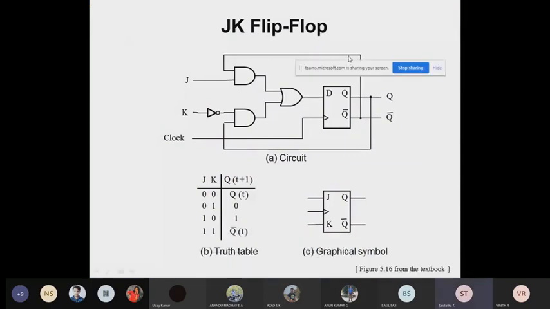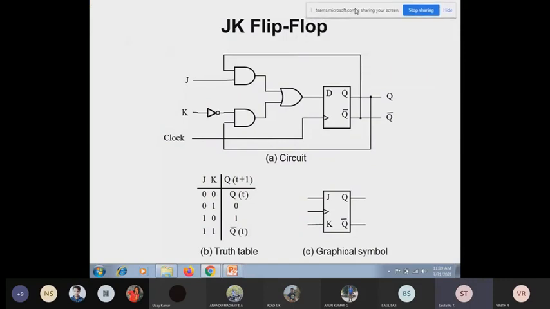So JK flip-flop is quite similar to the T flip-flop only. But instead of using a single input as in the T flip-flop, you're going to use 2 different inputs in the JK flip-flop. That's the only difference we have here. We will be providing the input value directly to one of the AND gates, and an inverted input value to the other AND gate.